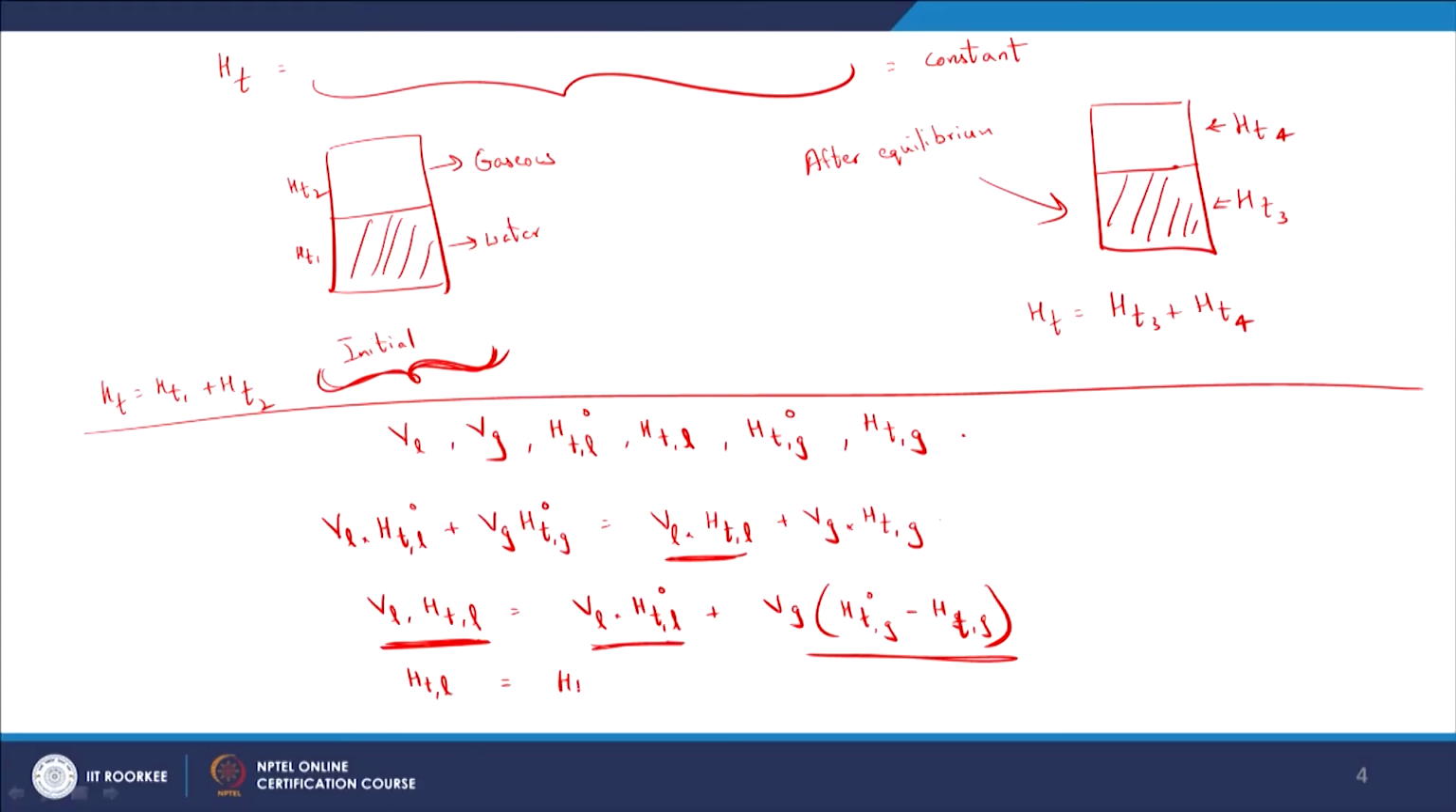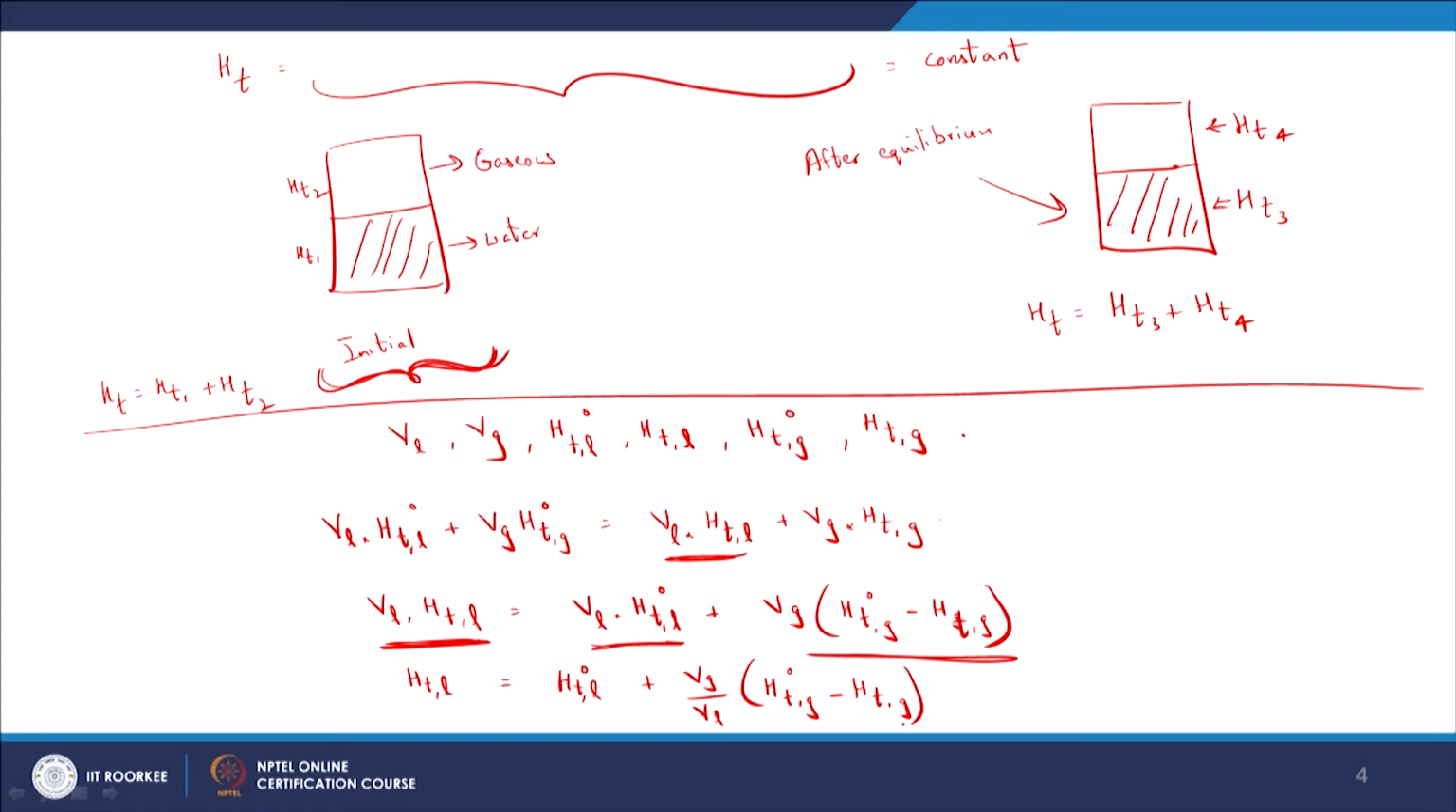Let us try to understand what we just looked at. We are looking at H total in the liquid phase after equilibrium, which will be equal to the H total in the liquid phase initially plus the change from gas to liquid that we are going to observe. It can either be positive or negative. Let us simplify this. H total in the liquid phase is going to be equal to H total in the liquid phase initially plus the volume of the gas by the volume of the liquid into the change in H total in the gaseous phase initially and finally.